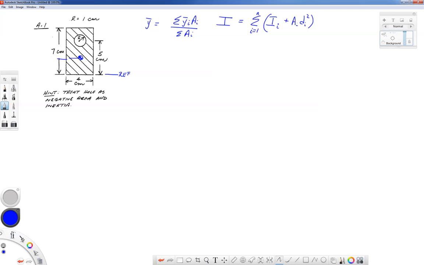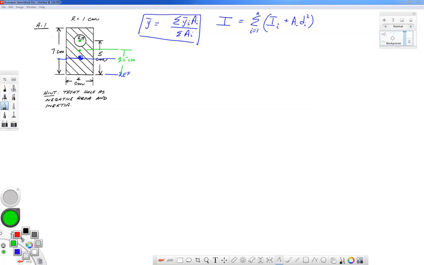So the first thing we need to do is find the location of that centroid. It's going to be using this formula right here. I'm going to break this object up into two pieces. One object is going to be the rectangle, and it has its own centroid right there. And the second object is going to be a hole whose centroid is located at 5 centimeters from the reference line. So I need that 5 centimeter dimension, and I need to know that this distance is 3.5 centimeters. And the centroid of the rectangle is in the geometric middle of the rectangle.